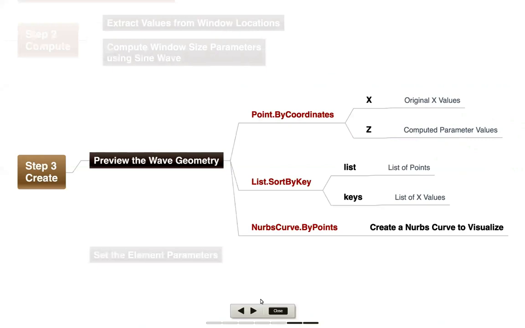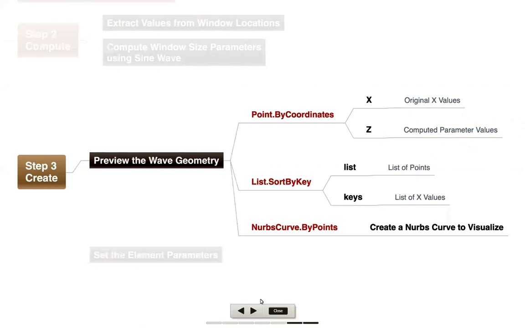Now, before we do that, however, I'm going to need to sort that list because, as you might remember, some of my x values aren't in the right order. I have some negative values at the end of the list. So I'm going to do a little bit of sorting. And what I'm going to do is sort the list of points by the x values using something called list sort by key. Finally, we'll go through and just create a NURBS curve to be able to visualize things.